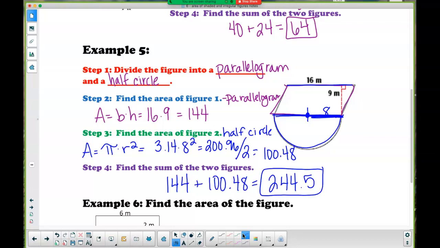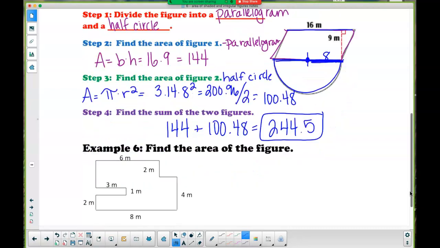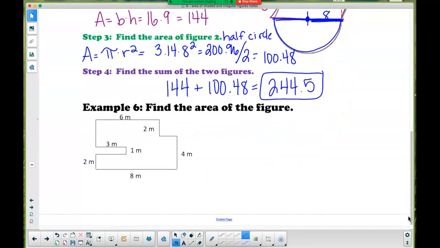Okay. All right, one last example. Okay, I want you to try this one. Let's see if you can find the area of that figure. I'm going to give you a couple minutes to work on it. See what you would do.